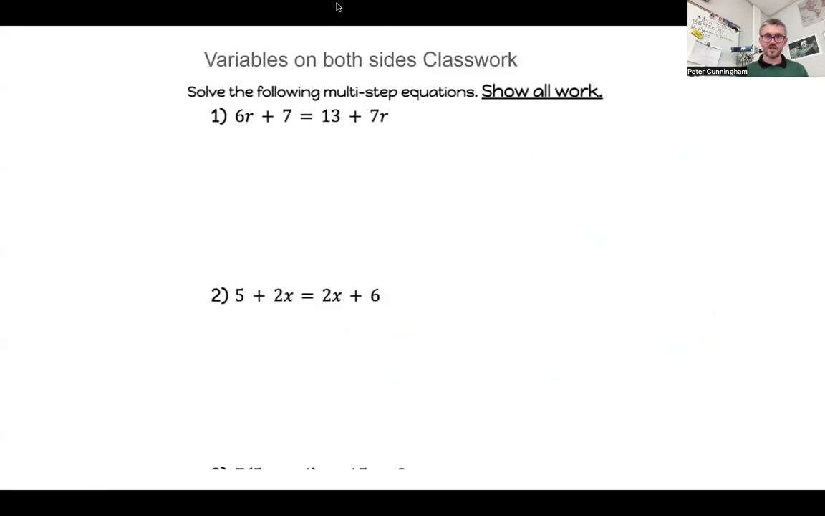All right, just a couple classwork problems, and make sure you turn these in to me when I return on Monday. Let's stick with the green, why don't we?